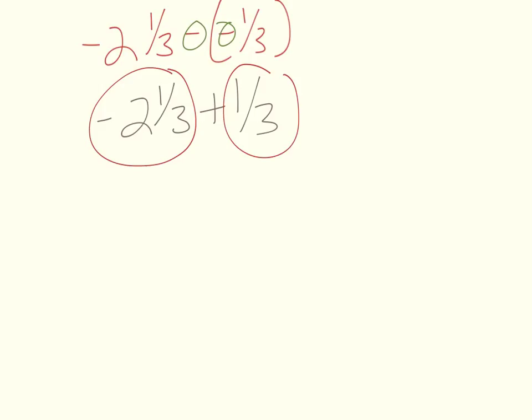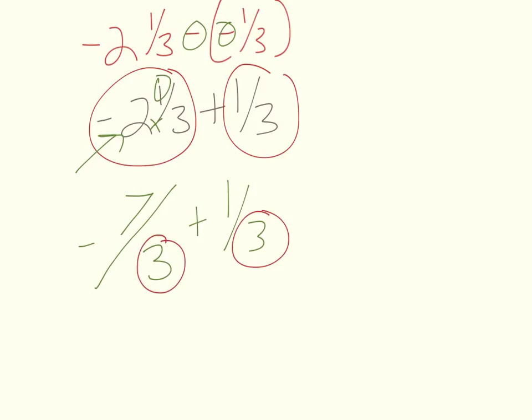To do this, we need to make negative 2 1/3 a fraction. To do that, we need to multiply 2 by 3, then add the 1. So 2 times 3 is 6, plus 1 is 7, coming to an improper fraction of negative 7/3 plus 1/3. Because both denominators match up, we know that our answer will eventually have a denominator of 3, and we can focus solely on the negative 7 and the plus 1.